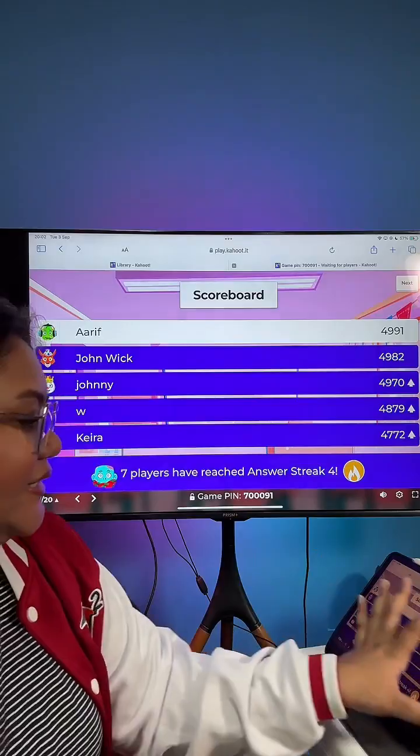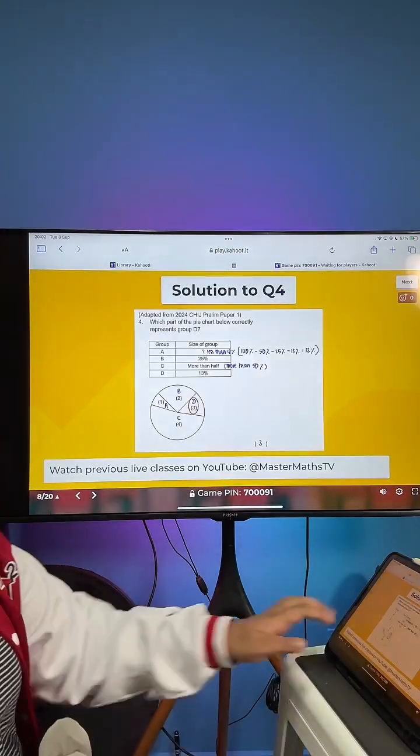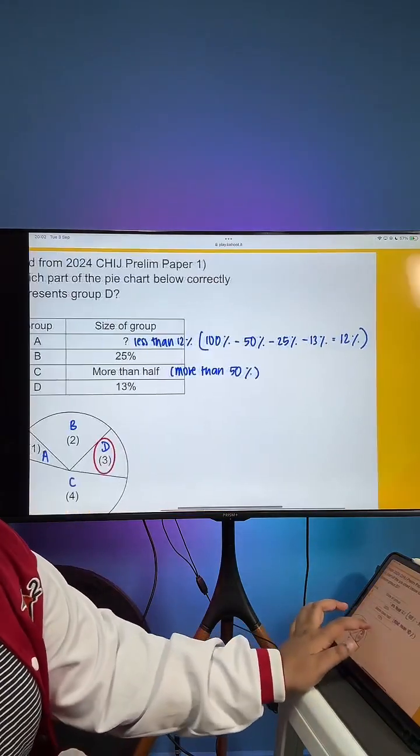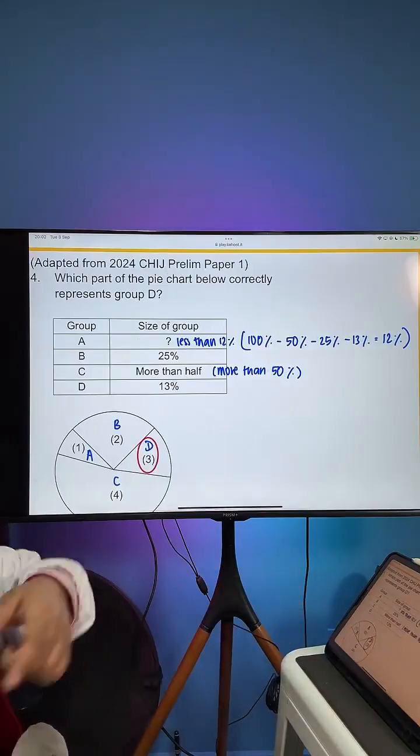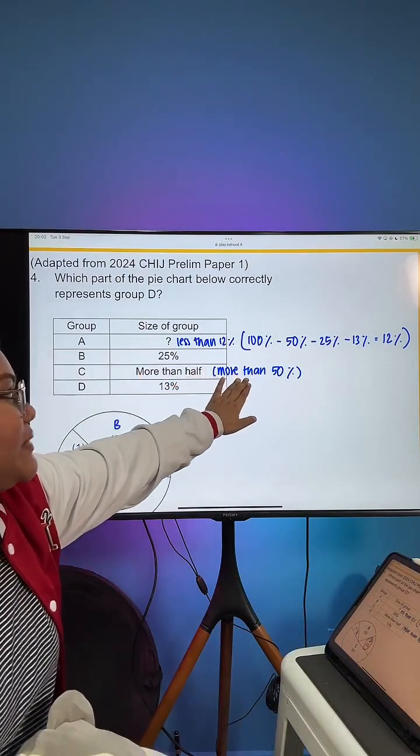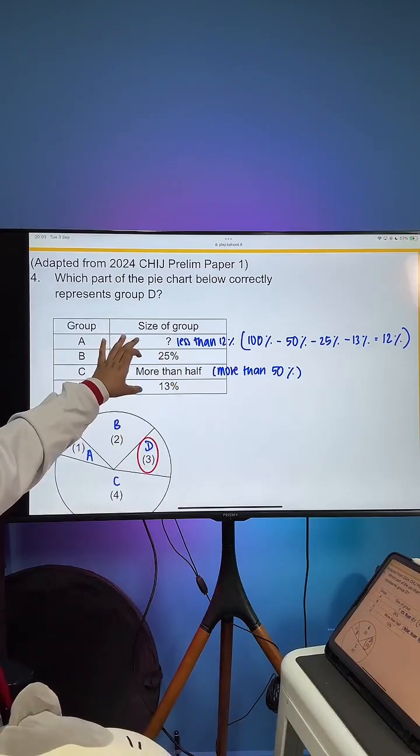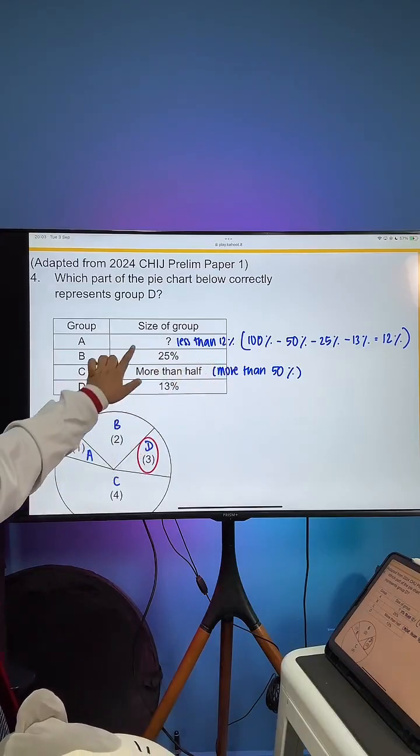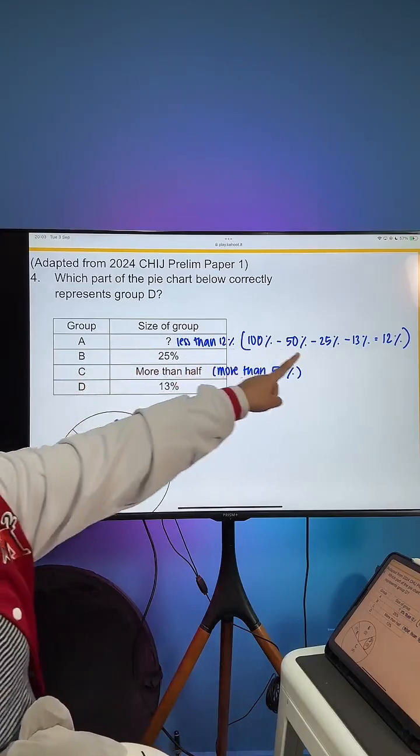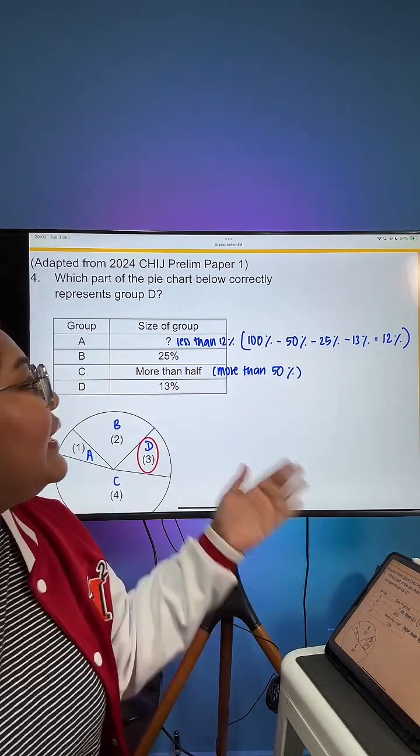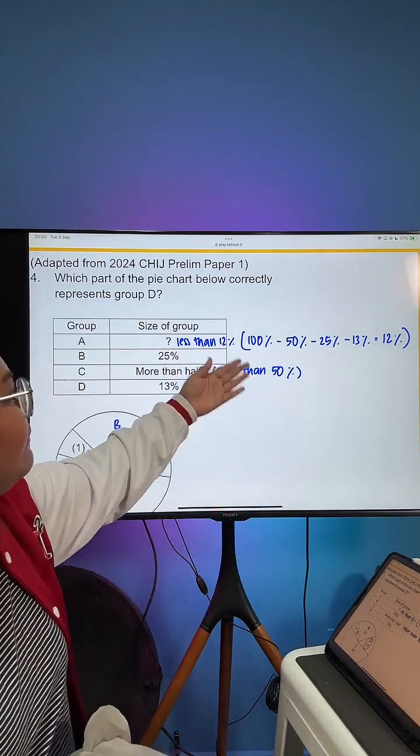How is it not 1? Let's take a look. Alright, so if you take a look at the information given to us, more than half means more than 50%. So if you calculate the rest, 100% minus 50 minus 25 minus 13, we will get 12%. But it must be less than 12 because C is more than 50.